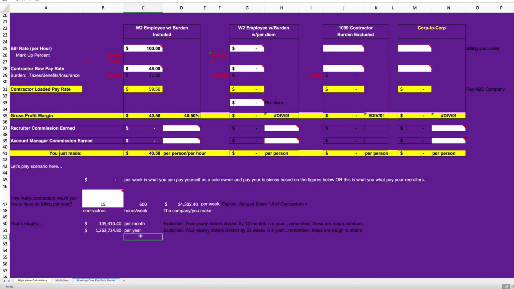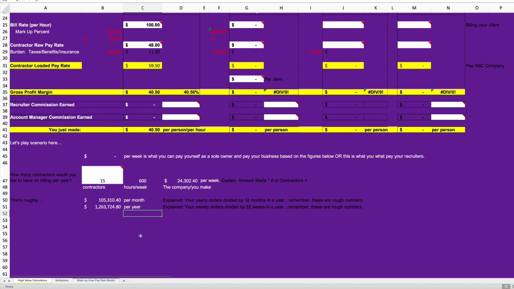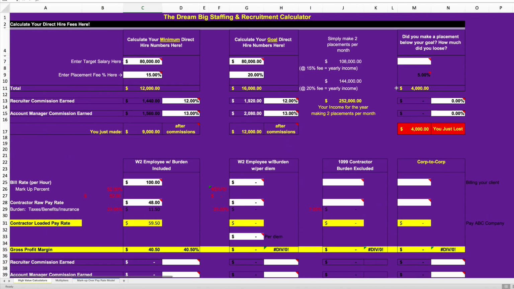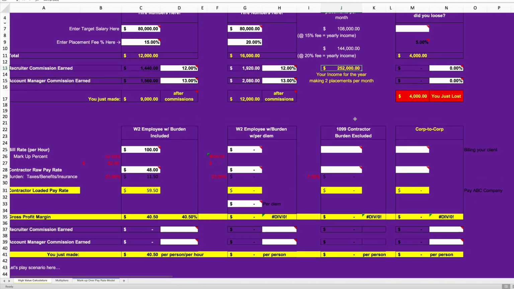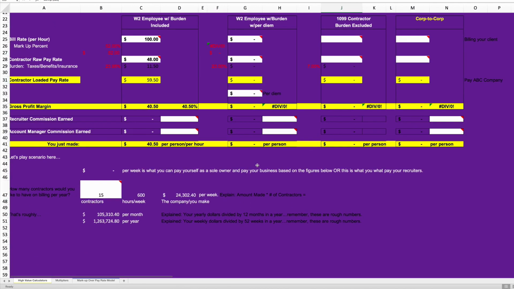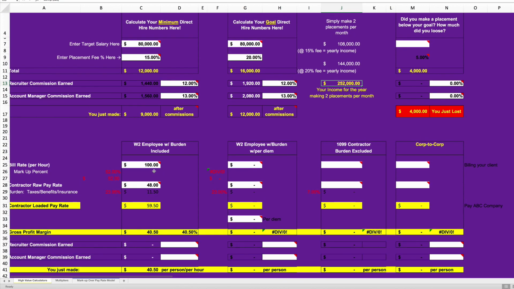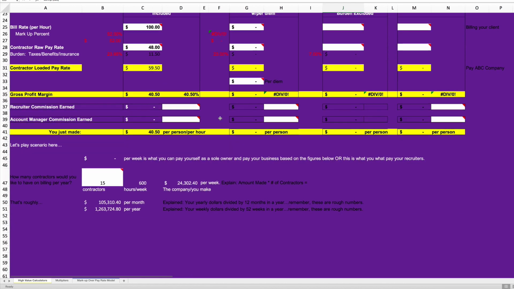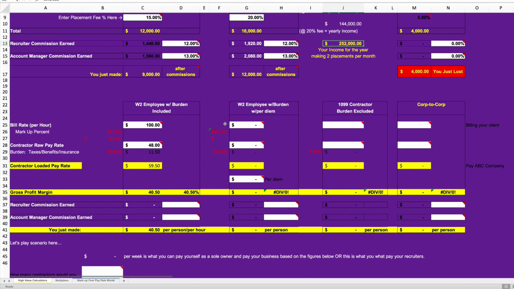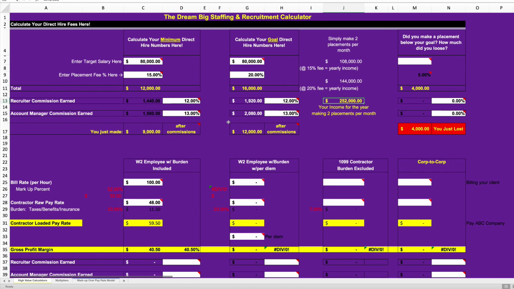So you have 15 people billing all year long. You're at 1.2 million a year, which doesn't include anything that you're doing in the direct hire space. Put those two numbers together and you're at a $1.5 million business: 15 people consistently on billing all year long and 2 direct hire placements per month. You can do this. So that's how you work the calculator on a very basic level.